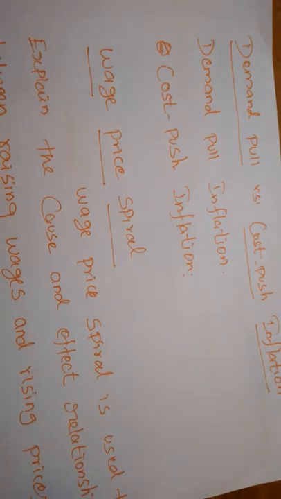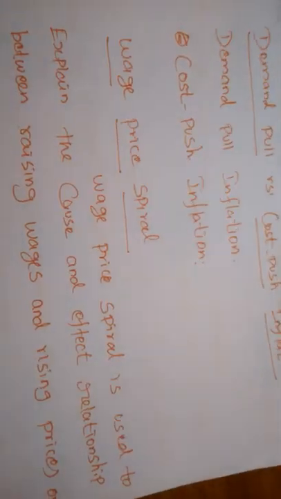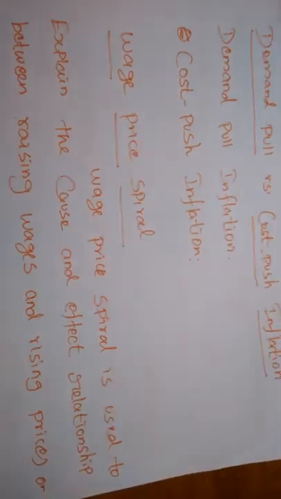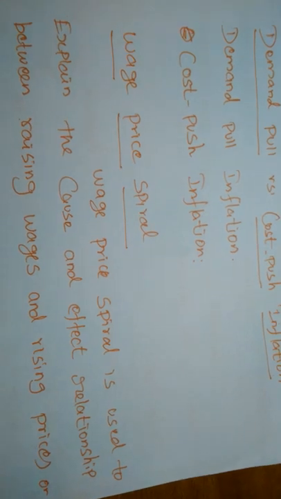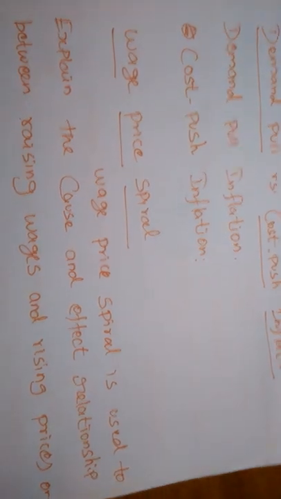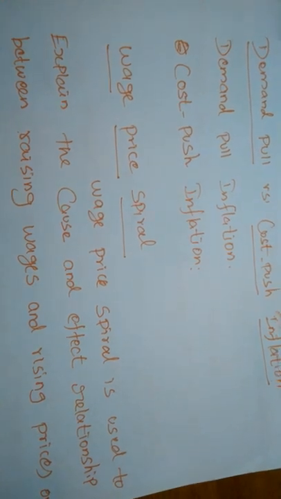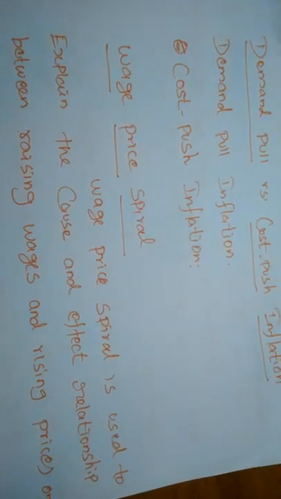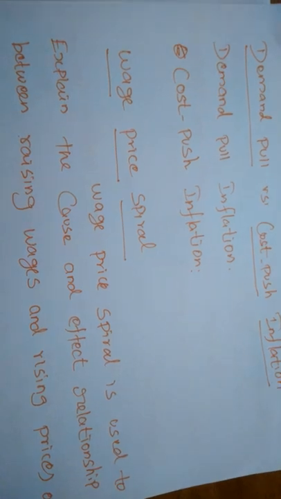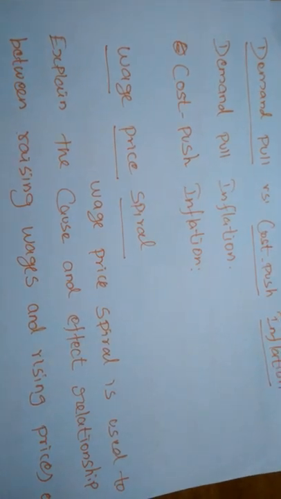Okay, whatever amount the cost of production of the commodities has increased, that increased amount will be added to the price of that commodity. So on the basis of the cost of production, if the price of a commodity is increased, this is called cost push inflation, right?